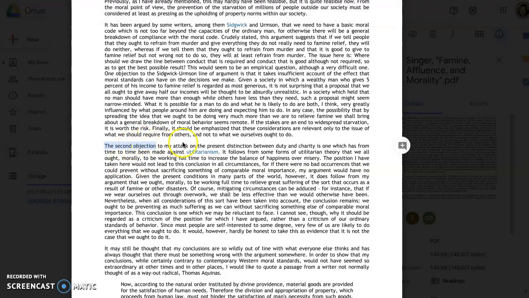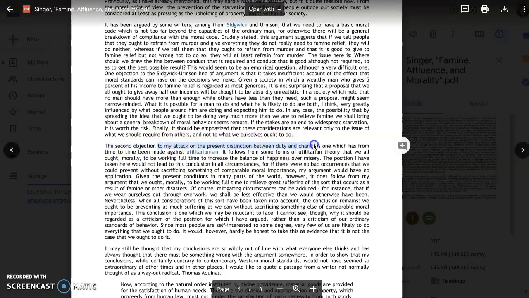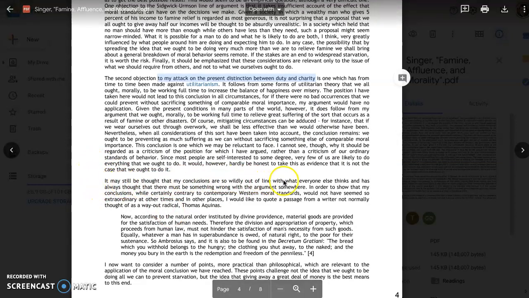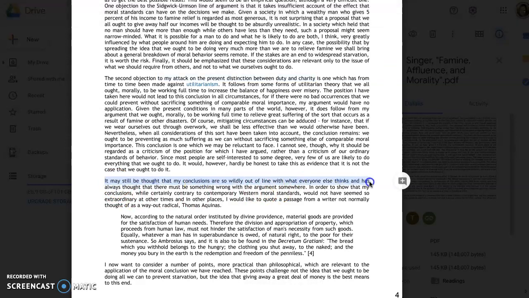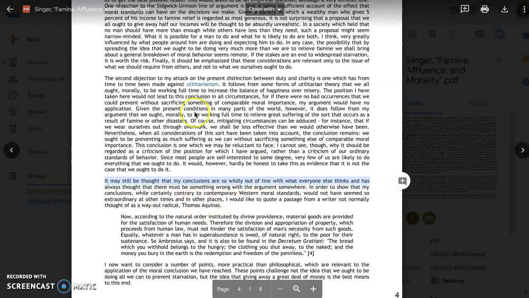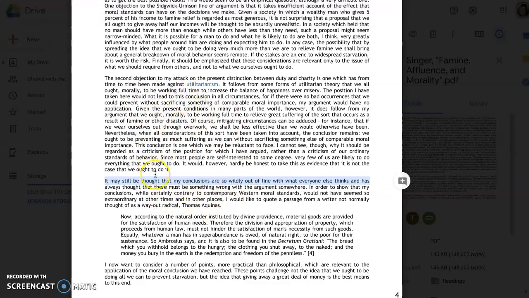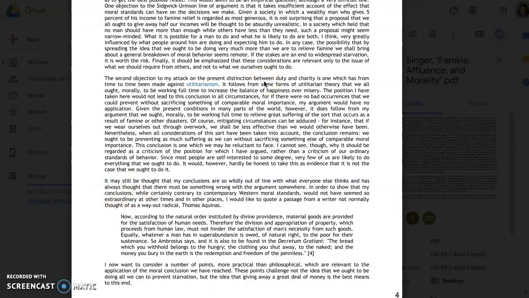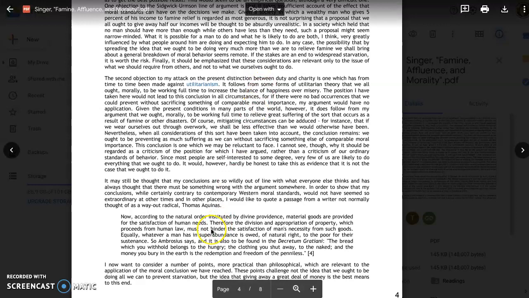The second objection to my attack on the present distinction between duty and charity. So again, we're attacking a distinction between duty and charity. It may be thought that my conclusions are so wildly out of line that there must be something wrong with the argument. So one thing I'm wondering without reading this carefully is, is this a comment on this paragraph or on this whole section? But in any case, it does seem to be a response to what he's saying about the nature of duty versus charity and how we distinguish between the 2.